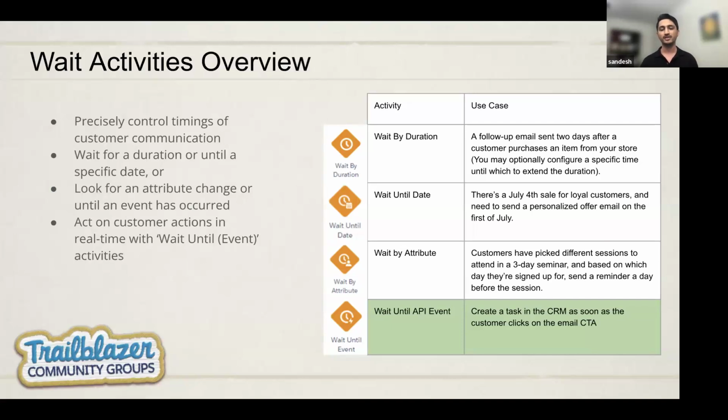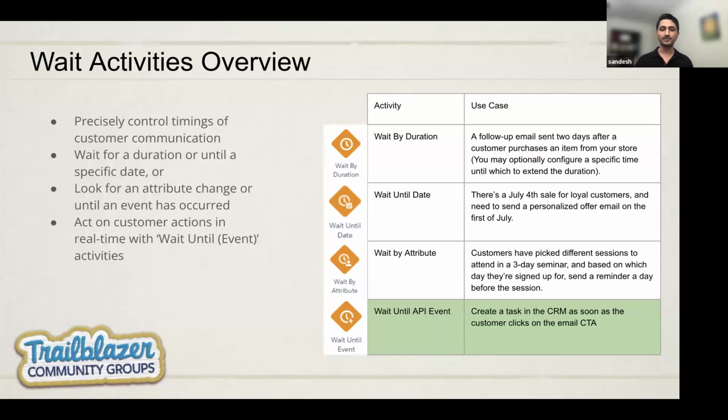So what you can do with wait by attribute is that you can tell Journey Builder to wait exactly one day before their signed up date. And of course, that signed up date has to be one of the attributes in the contact that's entering the journey, right? Using that field of signed up date or whatever you have, you can send an email or you can do an activity exactly a day before. So you use wait by attribute in one of those use cases.